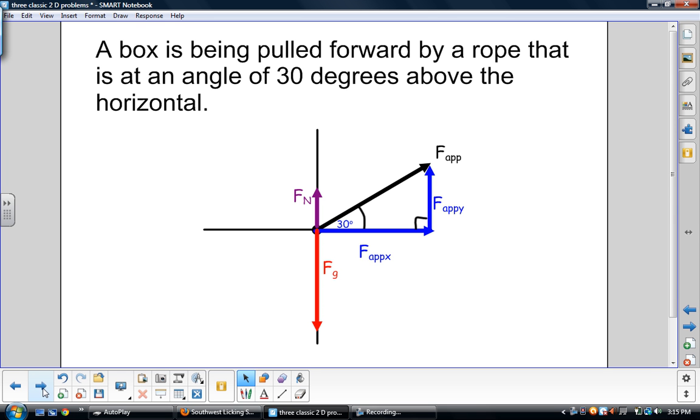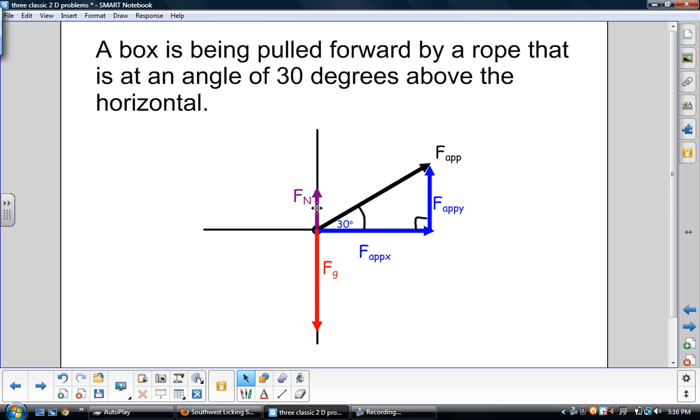Now here's a picture of a box being pulled forward by a rope. There's an angle of 30 degrees above the horizontal. If you want to try and picture this, picture pulling a wagon. And sometimes the object is being pushed. It looks a lot like the picture I just showed you for the football being kicked, with a few pretty important differences. Here's our applied force, which we might even want to refer to as a tension force instead of an applied force. It means the same thing, we just often use the word tension if there's a rope involved. Here's our y component, here's our x component, 30 degrees, right angle.